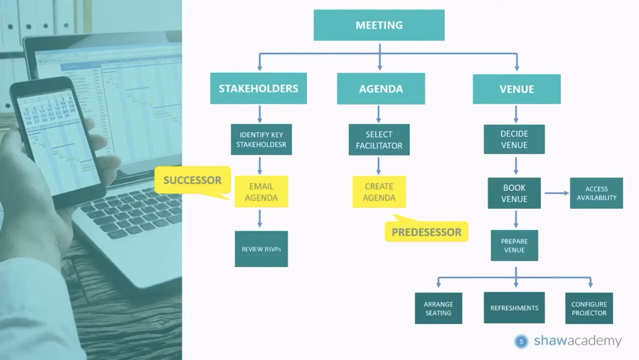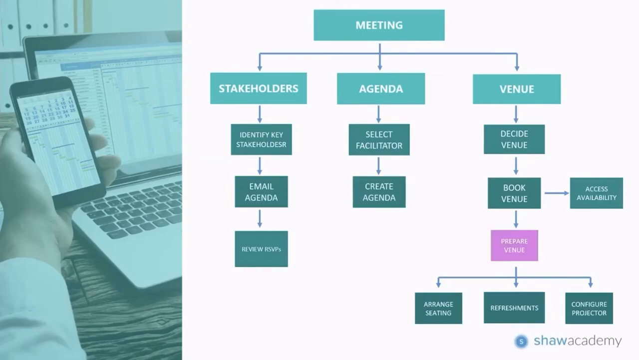Now there's one more dependency in here. Has anyone else spotted it? Let's go and have a look. So it will be preparing your venue. Only once you know how many people are attending will you be able to organize a venue. So in order to prepare your venue, you need to review your RSVPs first. So this again will be a finish to start relationship.